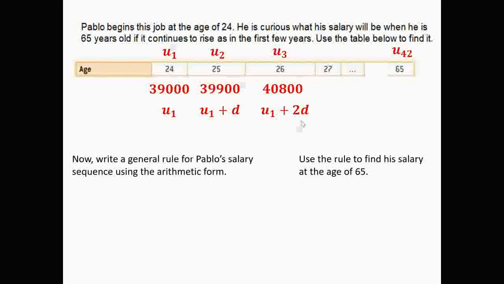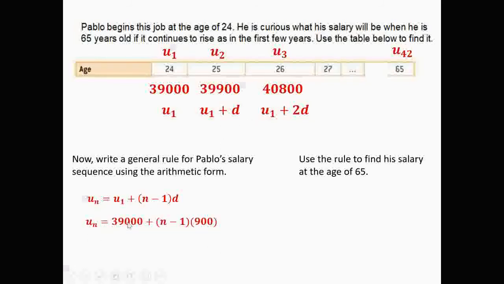And finally, we need a general rule for his salary then. So we just talked about the general rule for arithmetic sequences. But what rule is it going to be for his salary? If we begin with the general arithmetic rule, like this, right? U1, the starting amount, plus some number of common differences, right? 2 common differences, or 1 or 3. So there's our rule. Rewrite this, putting in the numbers you know for this problem here.